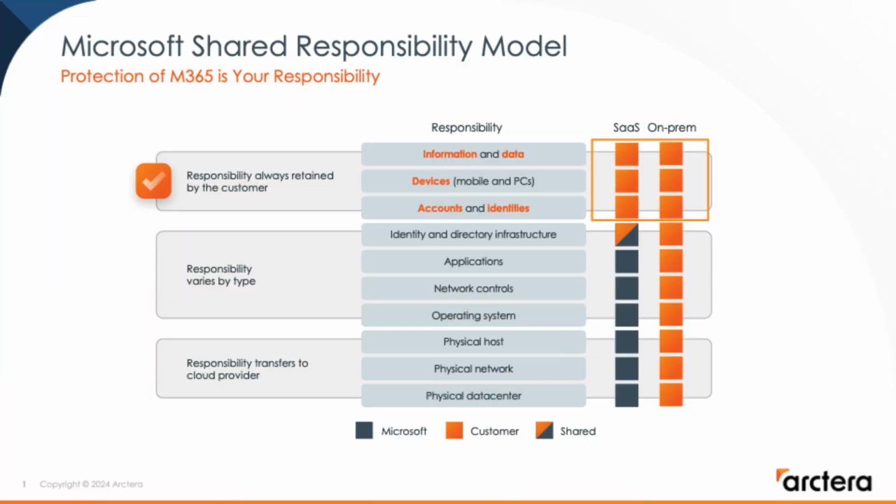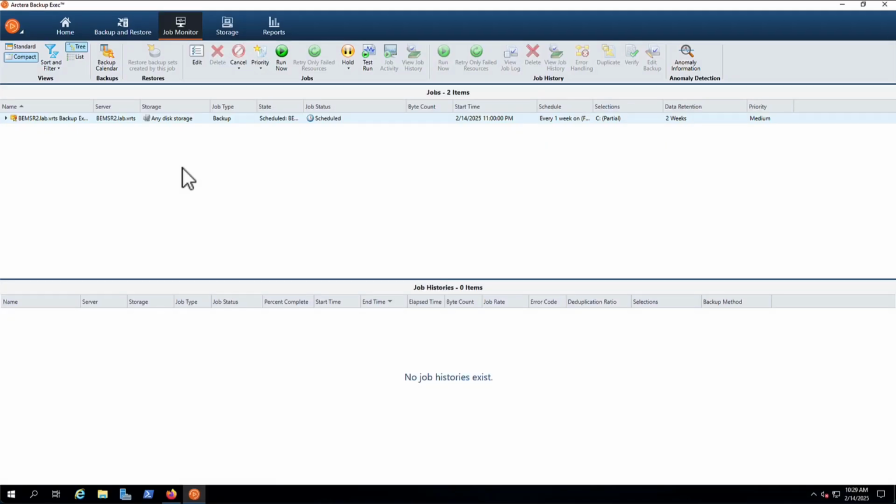Microsoft's shared responsibility model means Microsoft secures the cloud infrastructure, but not the data. You are responsible for protecting your data, identities, and applications. Backup Exec delivers robust protection for Microsoft 365 workloads, addressing the critical risk of data loss from accidental deletions, cyber threats, and compliance challenges. Let's review how to configure a backup for M365.